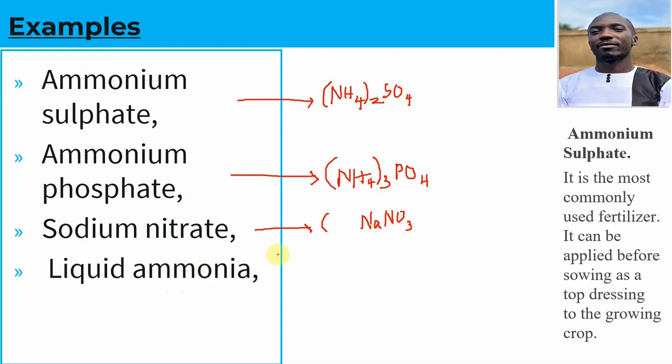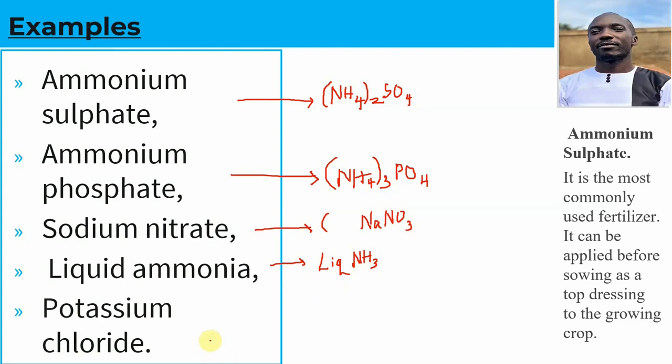We also have liquid ammonia. Liquid ammonia is known for absorbing water, absorbing too much water. That is one of its disadvantages. I'm just giving you a hint on where we are going. Then we also have potassium chloride. There are very many, but I'll just give you a few so you can find out more. Potassium chloride.